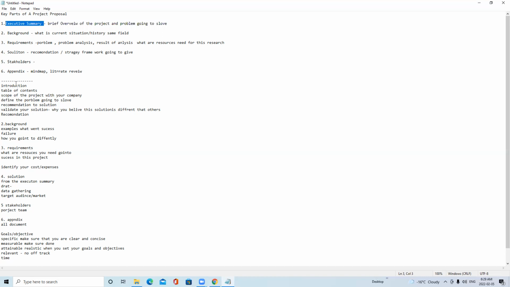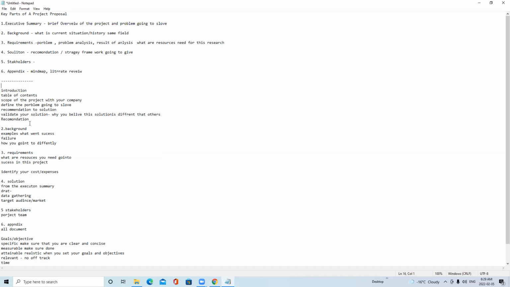You are not writing executive summary pages, just a brief page, 1 or 2 pages. A quick introduction, so that when someone opens and reads your project, they know, okay, this is the introduction and this is what they're going to talk about. The table of contents will tell your project summary, scope of the project, define the problem, and recommendation. You are not writing anything in detail, just 1 or 2 lines. So this is your validation and recommendation.